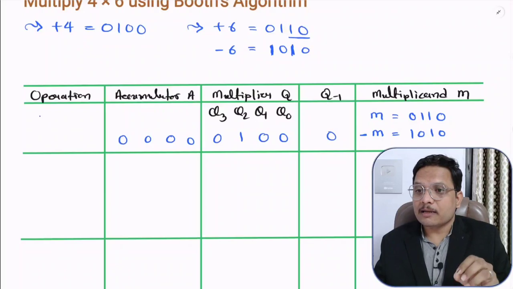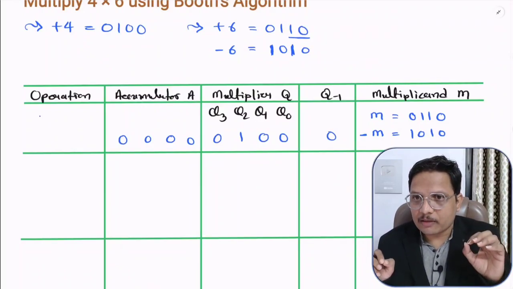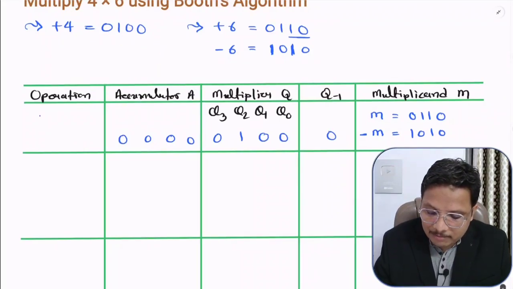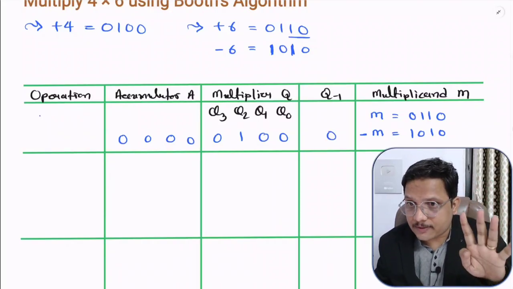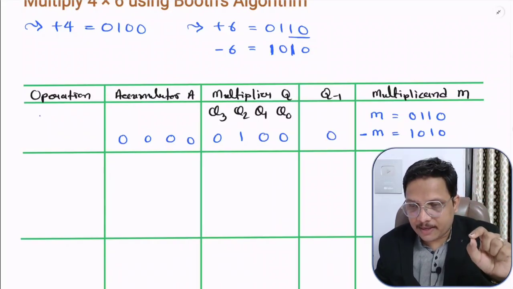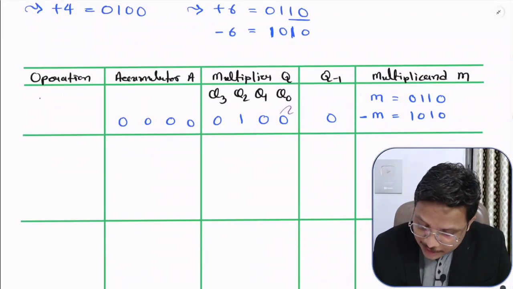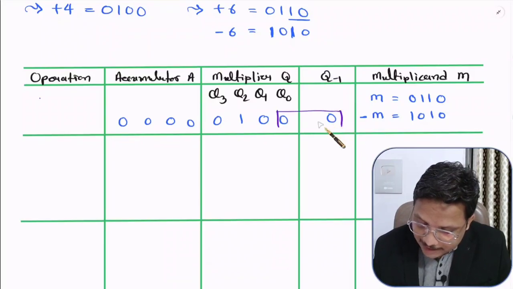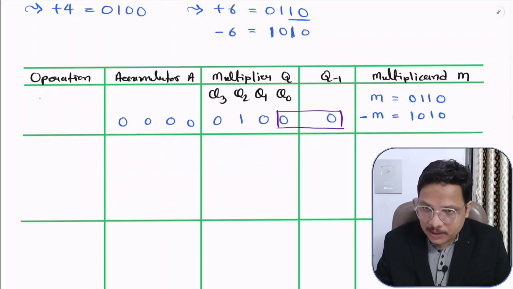How many times do I need to repeat the steps? As per the number of bits. Here, multiplier and multiplicand both have 4 bits, so I need to repeat the steps 4 times. Now what is that step? That step is based on the value of Q0 and Q minus 1. Remember, this step is based on the value of Q0, Q minus 1.